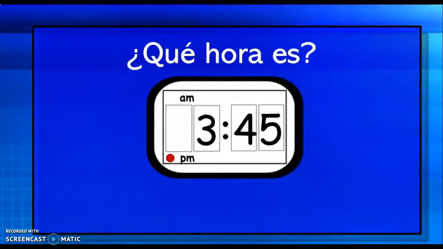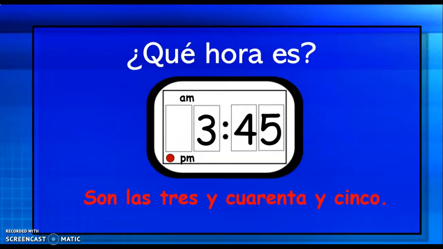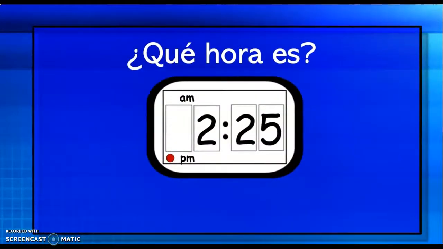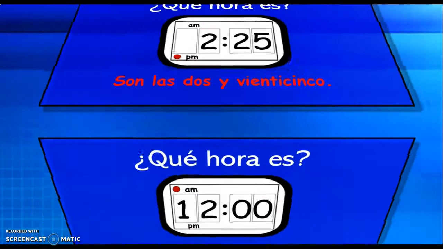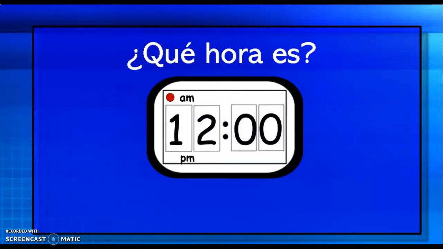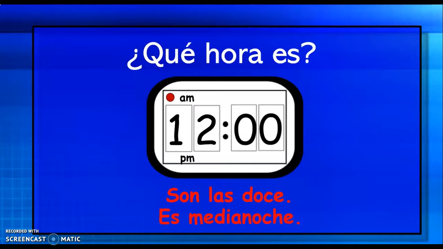¿Qué hora es? Son las 3:45. ¿Qué hora es? Son las 2:25. ¿Qué hora es? Son las 12. Or you could say, es medianoche. Es medianoche, because it's midnight.